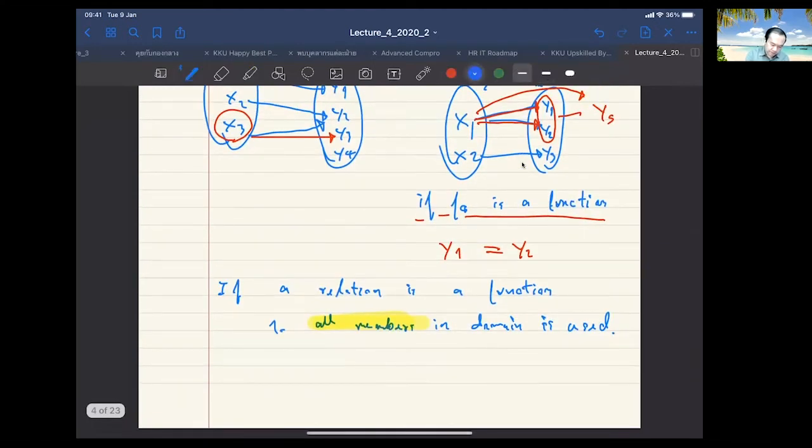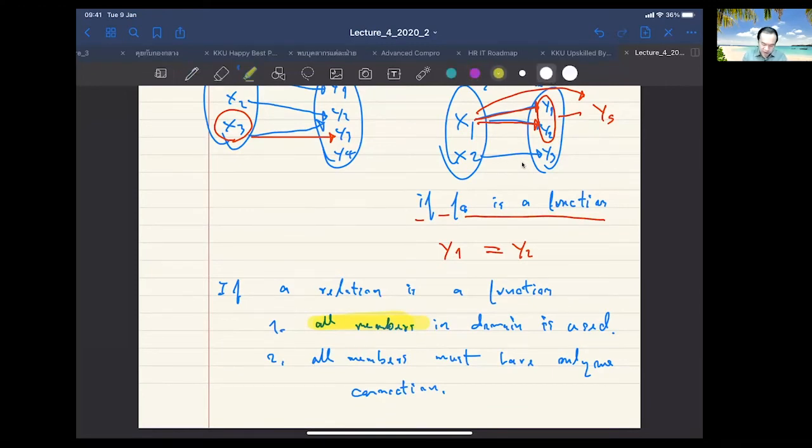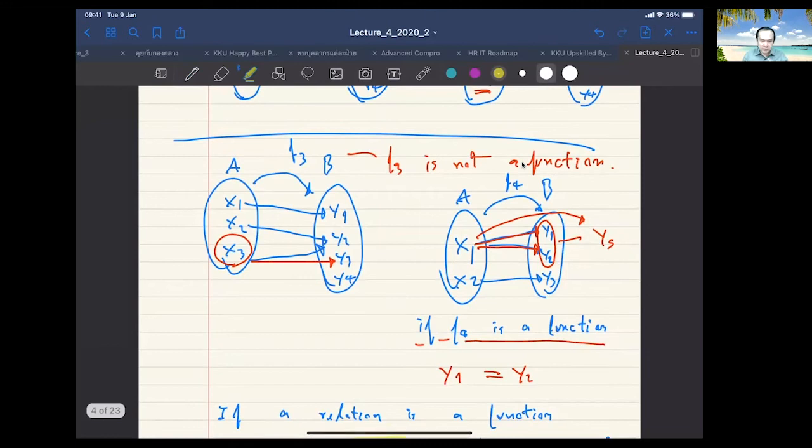And the second one is that all members must have only one connection. You can use only one relation, only one link. Stress the words only one connection. That's why F3 is not a function, because X3 is connected to two members.